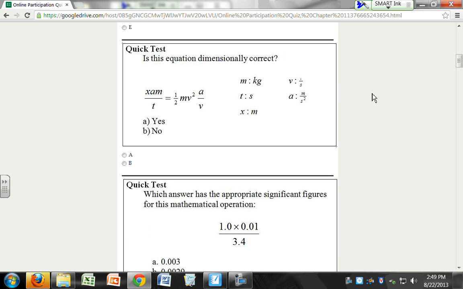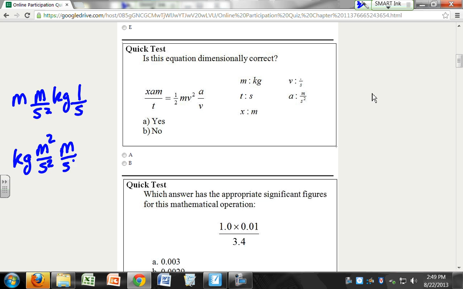Is this equation dimensionally correct? This is a little tricky, so I'm going to put in my units for each of these. X is in meters, A is in meters per second squared, M is in kilograms, and T is seconds, so that's 1 over seconds. That's the left-hand side. On the right-hand side, M is in kilograms, V is in meters per second, but it's squared, so it's meters squared per second squared.